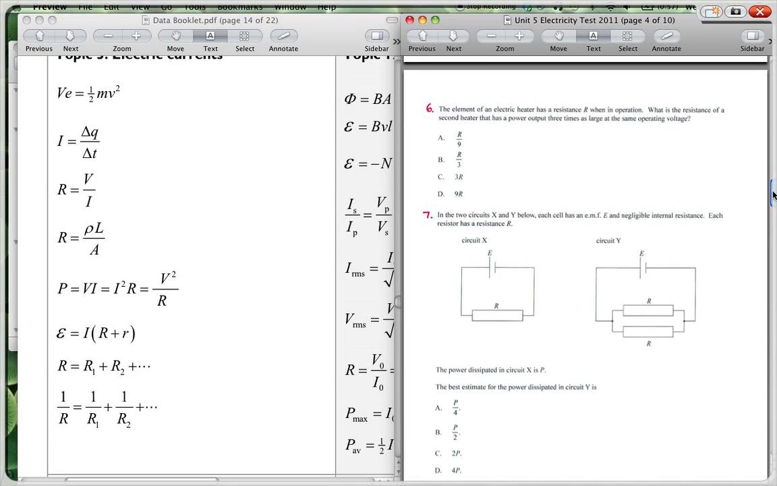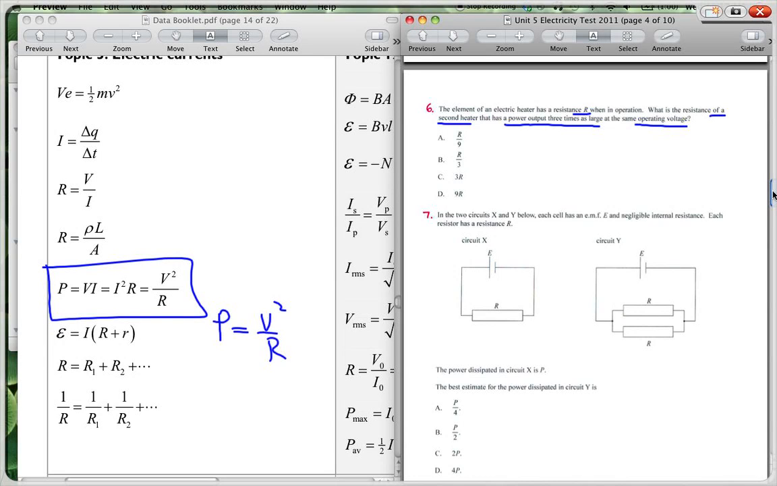For question 6, it says the element of an electric heater has a resistance R when in operation. What is the resistance of a second heater that has a power output 3 times as large as this at the same operating voltage? Now here obviously we're using these formulas over here, and because we're dealing with potential difference and resistance, we would have our power is equal to V squared over R.